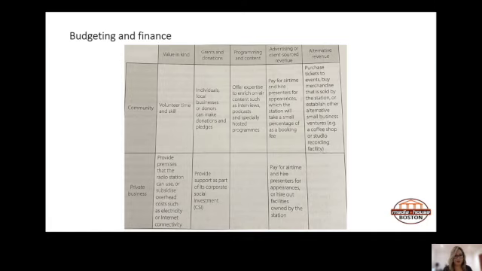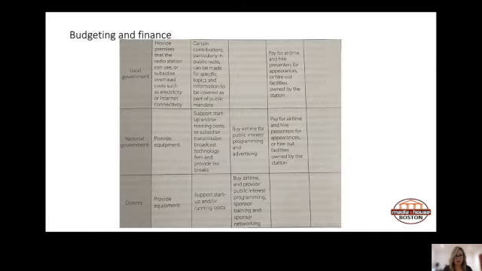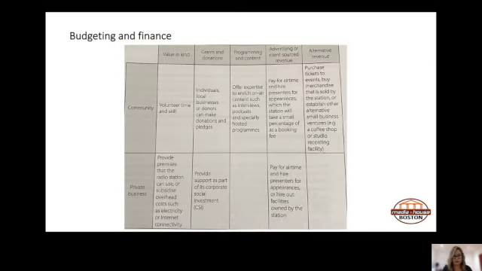Okay, so it's broken down into community, private business, local government, national government, and donors. What this left side reflects is the different places where you can get your revenue from. You can get your revenue from the community, from private businesses. The government can give you revenue, so your local or your national government can give you revenue. And then lastly, donors can obviously give you money.